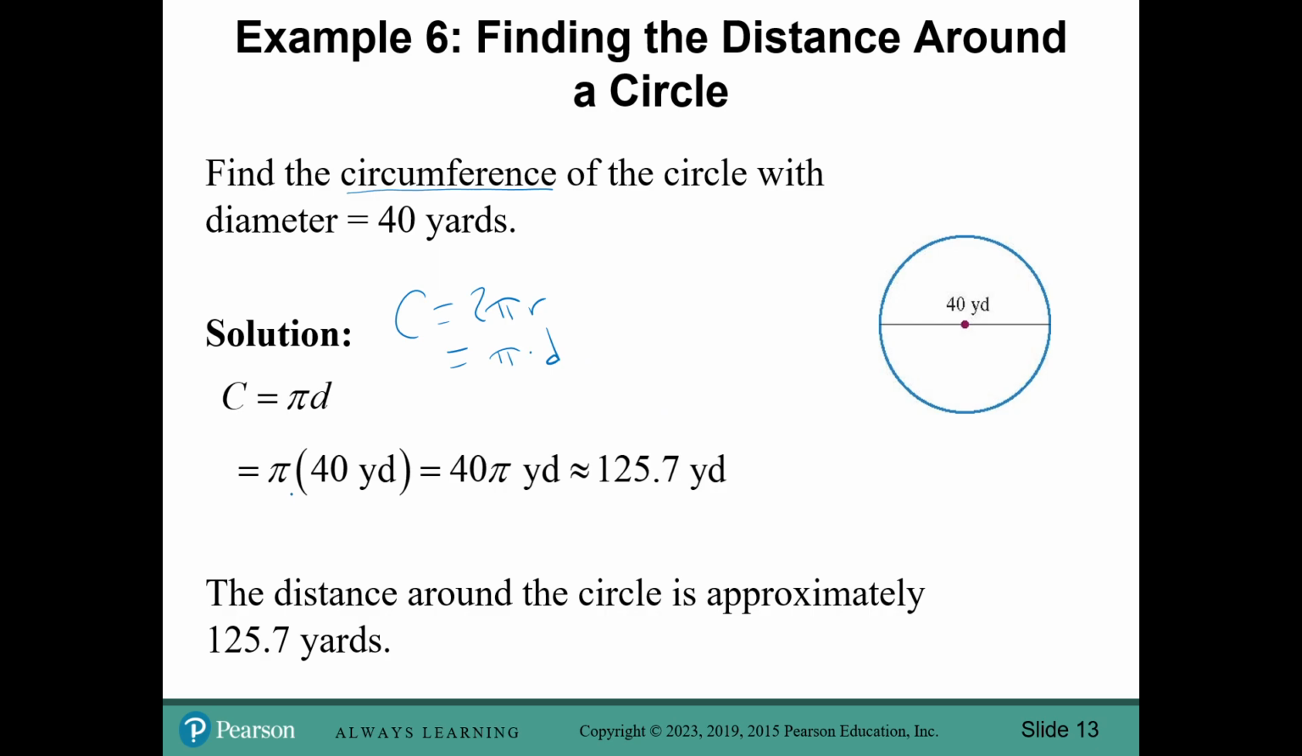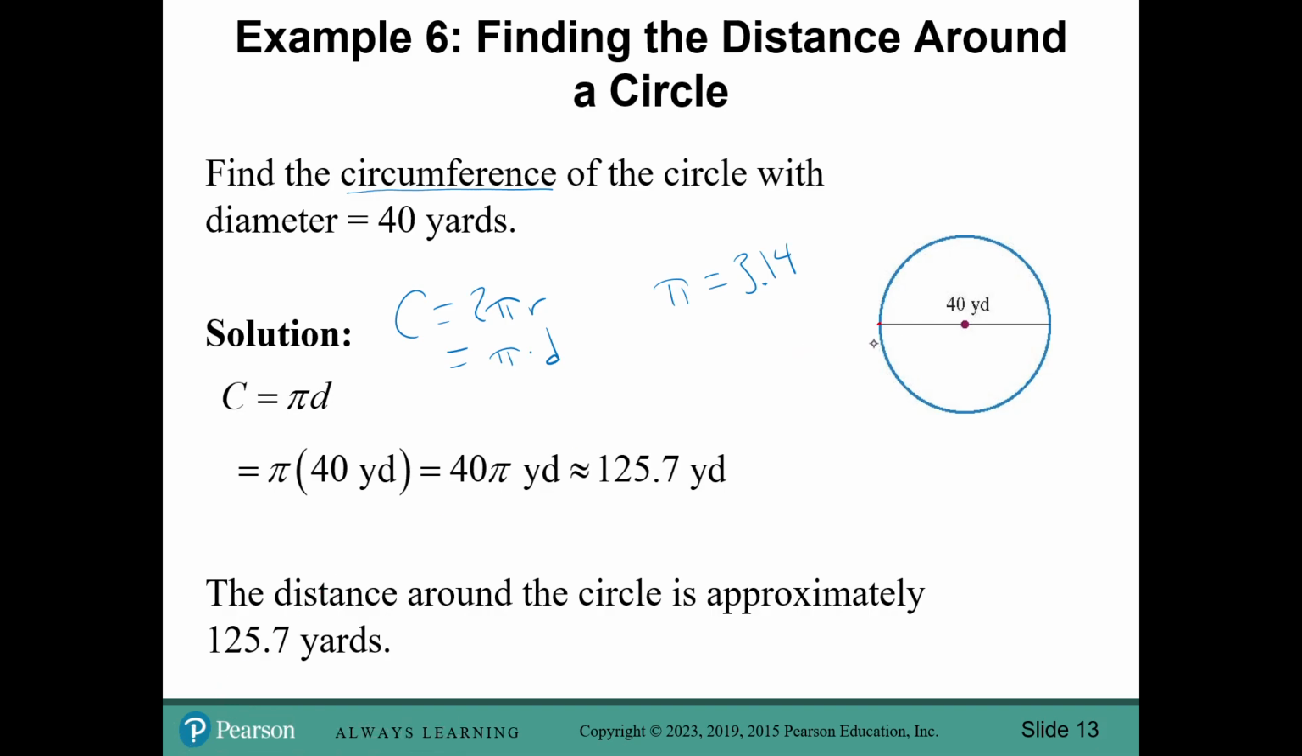So all we have to do is multiply pi. Remember, pi is 3.14 approximately. On a TI calculator, you'll have the button for pi, so you can be a little more precise. But we're really just looking at that times 40. So we're looking at 40 pi yards, or 125.7 yards approximately. So the circumference is the distance around the circle.